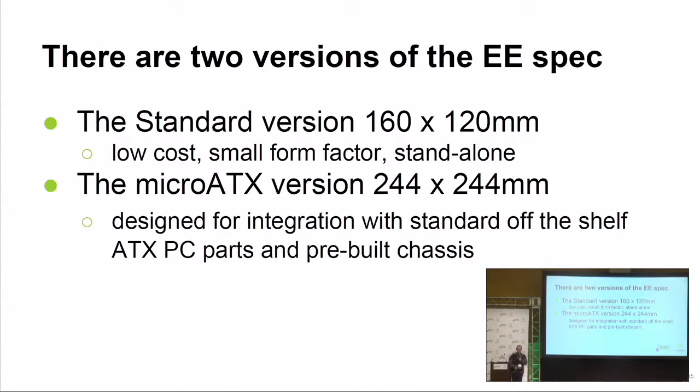There are two versions, two form factors of the specification. A standard version that is 160 by 120 millimeters. That is the low cost, small form factor that we envisage for standalone usage sitting on the desk of any engineer. And then there's the micro ATX version that is a bigger form factor that is designed to be also integrated in standard off-the-shelf ATX cases using a standard ATX pre-built chassis, power supply, and box.